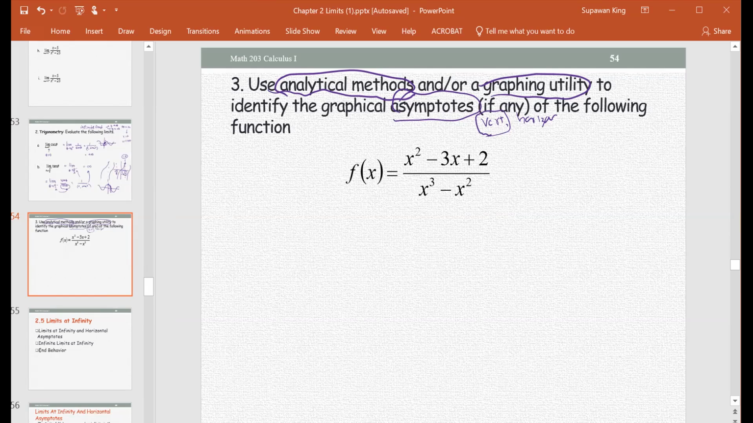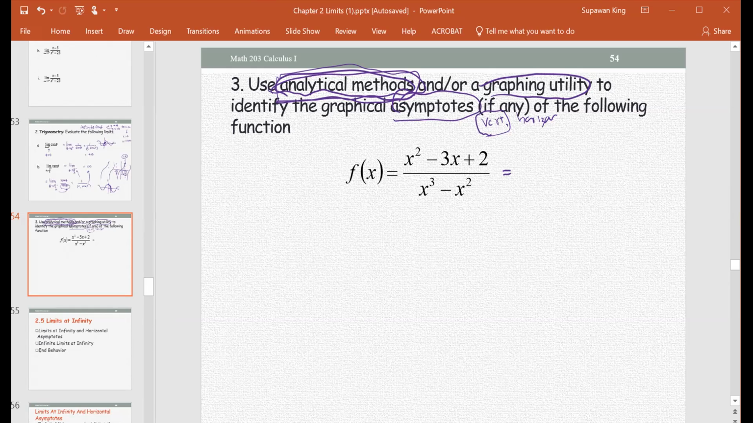If you have the graph or the graphing calculator, you can always get all of them, but I'm going to focus on the analytical method. For this problem, this is the rational function. Before I get to the vertical asymptote, could you help me factor completely the numerator and denominator? Anyone?